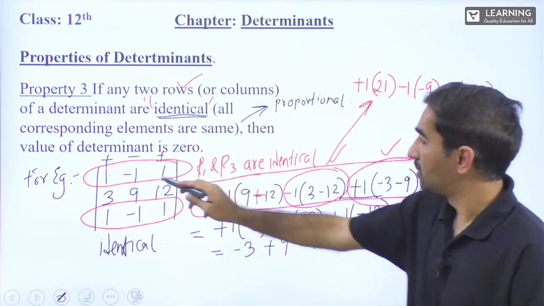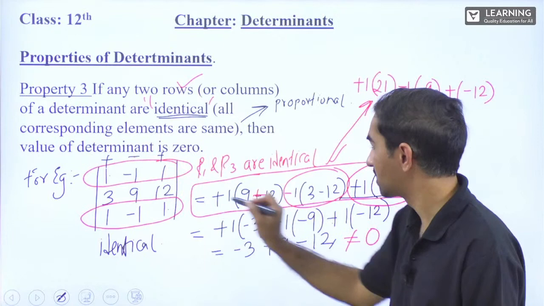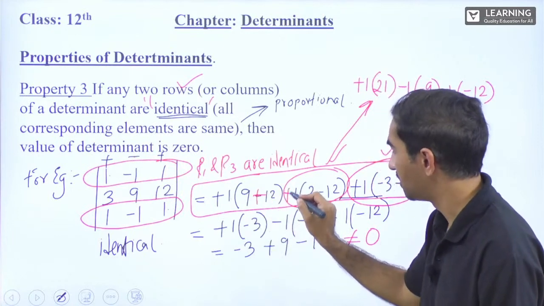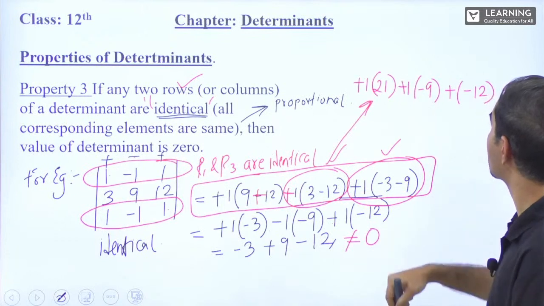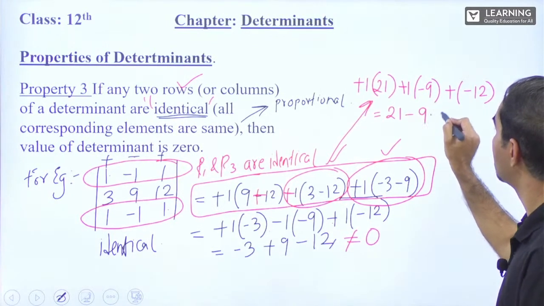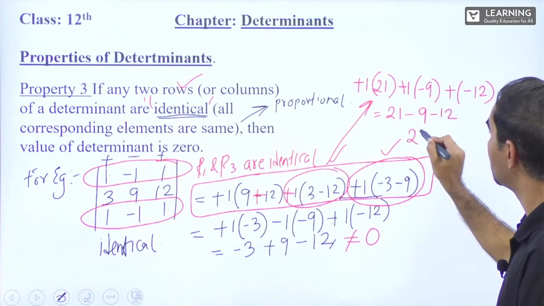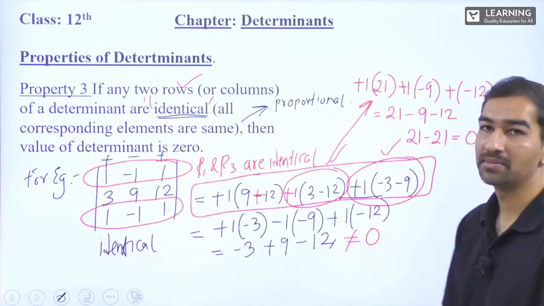Okay. See this again. Here we have minus, right? The cofactor of minus 1 is minus. So that will become plus here. Minus into minus is plus. So here also we'll write plus. Further simplifying this, 21 minus 9 minus 12. So we'll be getting 21 minus 21, which is equal to 0.